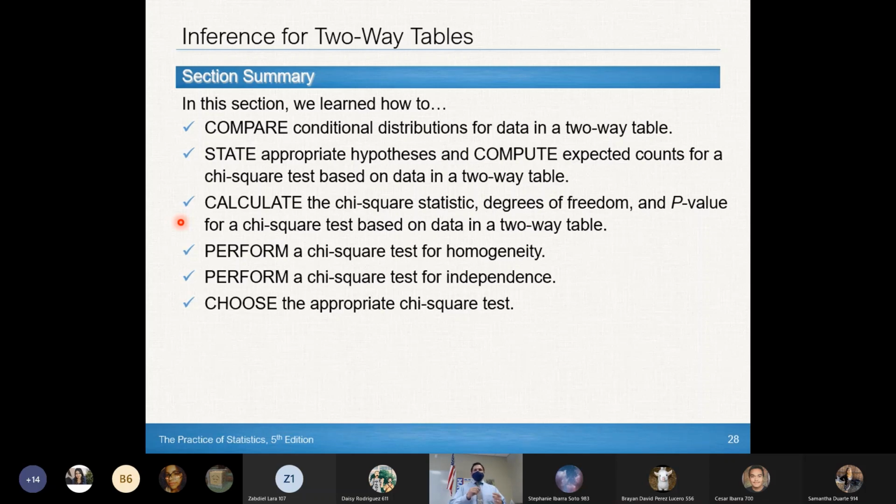It's just knowing how you're going to write your hypothesis. Are you saying there is an association or not an association? There is a difference or not a difference, right? Those are the major differences between these two. The calculations are the same.